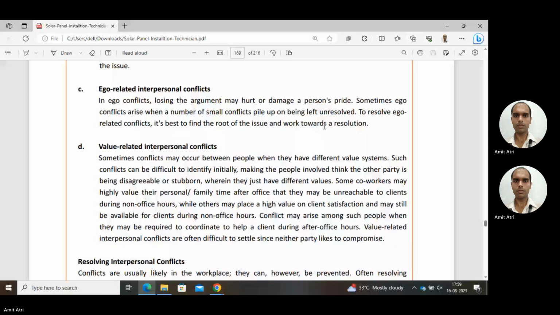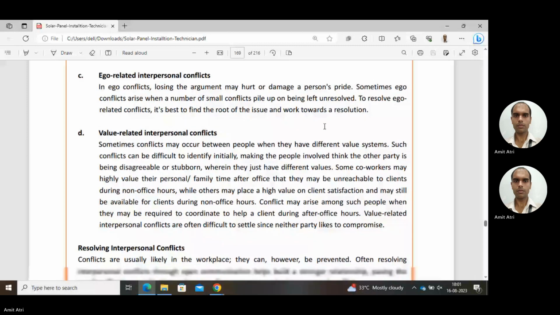So value-related interpersonal conflicts are often difficult to settle since neither party likes to compromise. If a person is spending time with his family, he won't easily agree to leave his family and work for the client. Similarly, a person who is giving priority to the client won't be easily convinced to let the other person spend time with his family.